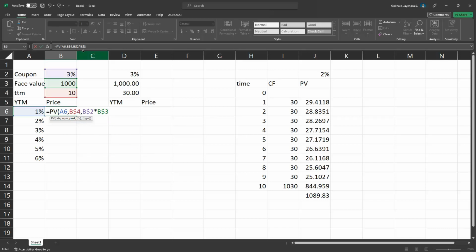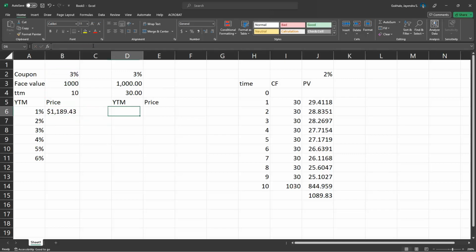Now, since we want the price to be positive, meaning we're receiving the price, we have to make the payments negative. We have to pay the coupons, and then we have to pay the future value, the face value. So minus B$3. And then the type is 0. So 1089.43. Well, we can see that in this formula here, 1089.83. Same answer. So the PV function can actually be effectively used to find out the price of a bond.